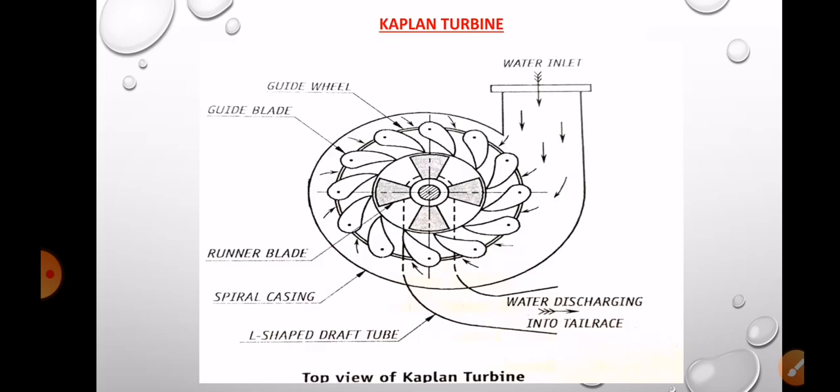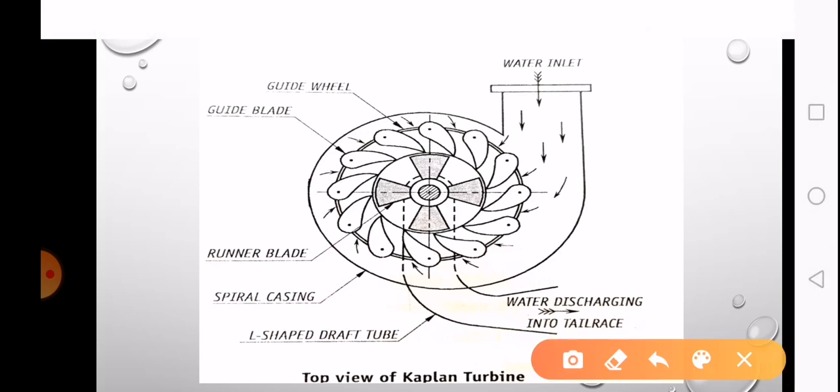Then we have a Kaplan turbine. See, if you see the sketch of a Kaplan turbine, this very much resembles the sketch or the pictorial representation of a Francis turbine. However, here it is clearly mentioned that it is the top view. You can see that it is the top view. In the previous section, when we studied the Francis turbine, that was the front view. So, when you see a Kaplan turbine from the top, it looks like this, which means this is the axis, and the axis of a Kaplan turbine is vertical. Rest all is almost the same. The constructional features are almost the same.